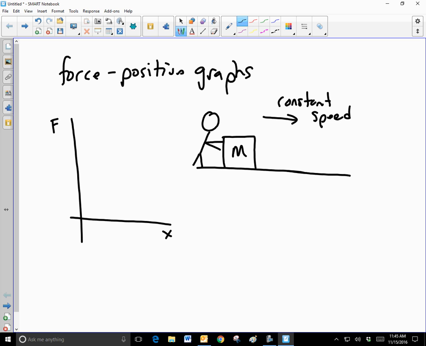How could it have potential? Right, it's on the surface. So it doesn't have any gravitational potential energy, but it has kinetic energy because it's being pushed at a constant speed. And as my position changes, as my delta x changes, what's happening to that energy?